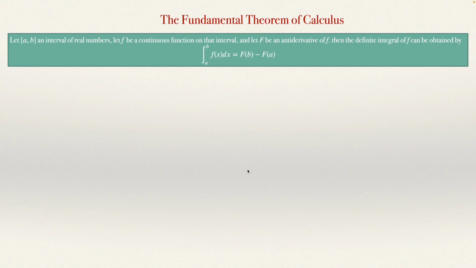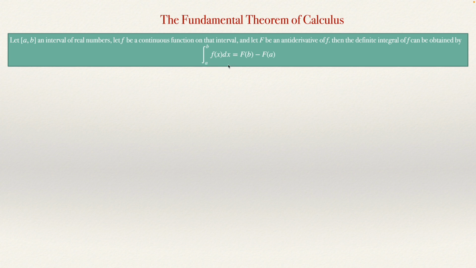In this video, I will be showing some examples of the use of the Fundamental Theorem of Calculus. Remember, the Fundamental Theorem of Calculus says that the integral of a function from a to b, remember that this integral is associated with the area between the function and the x-axis, is equal to the antiderivative evaluated in b, the number that appears at the top, minus the same antiderivative evaluated in the number that appears at the bottom.